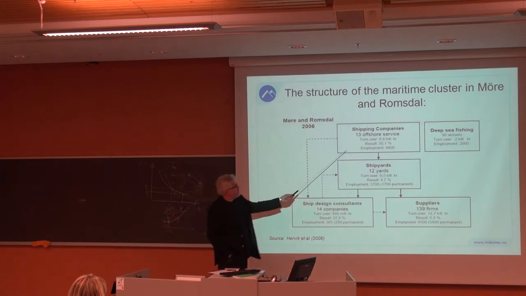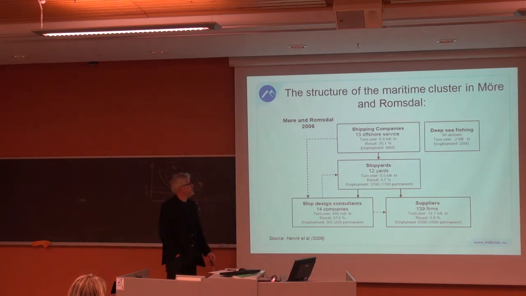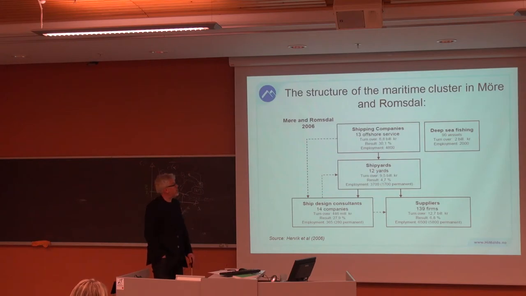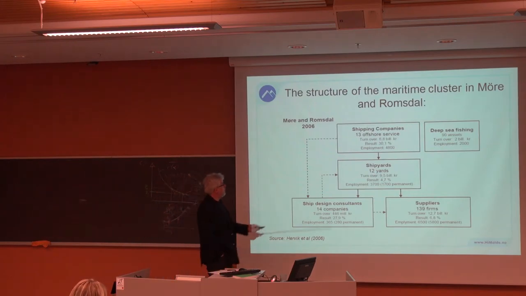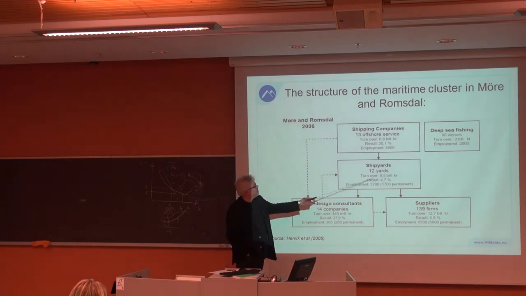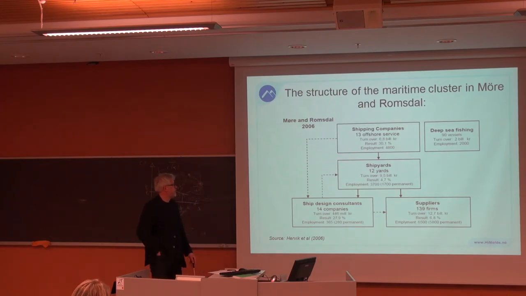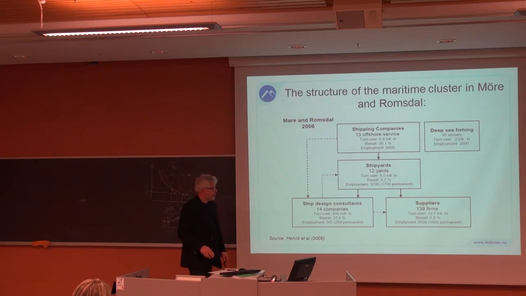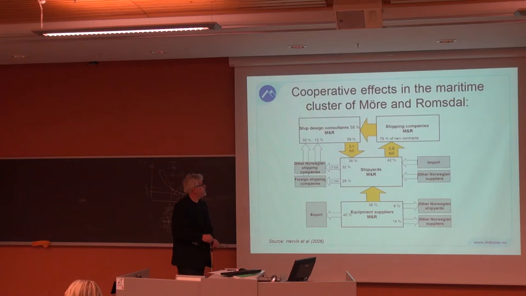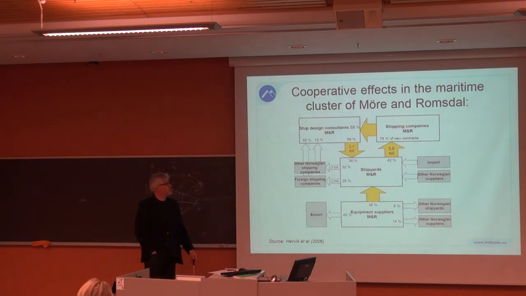You have the shipping companies and the deep sea fishing companies who are the demanding customers here. We could also have added the oil and gas industry. It's not a part of this illustration, but they could have been, because they are an important customer here. And we see the turnover of the shipyards. It's around 10 billion Norwegian kroner back in 2006. So it's a way of describing the cash flow.